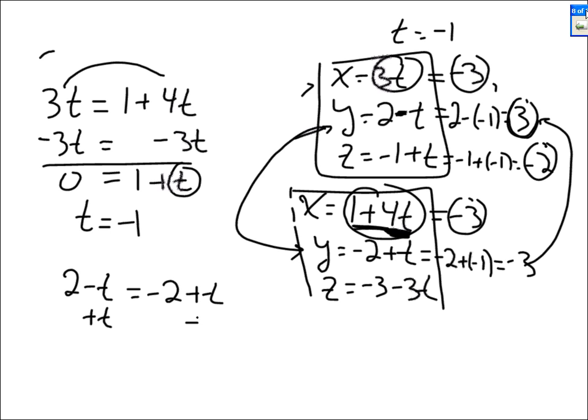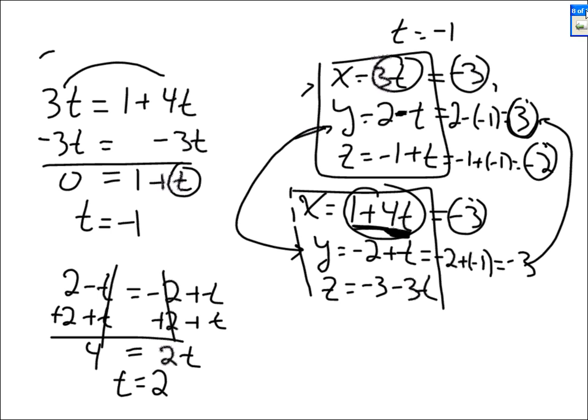I'll add t to both sides. I'll add 2 to both sides. That eliminates the t's on the left and just gives me a number. It eliminates the numbers on the right and gives me 2t. So t must be 2. That would make the y values equal, but it wouldn't make the x's equal. So it failed. They don't intersect.